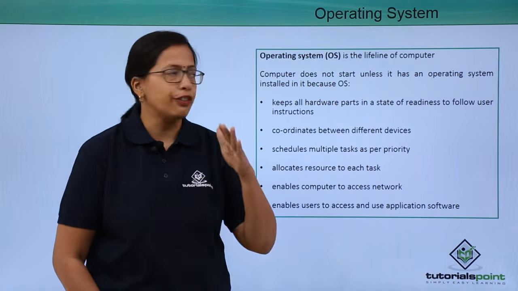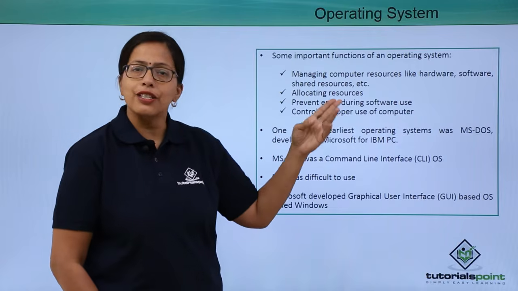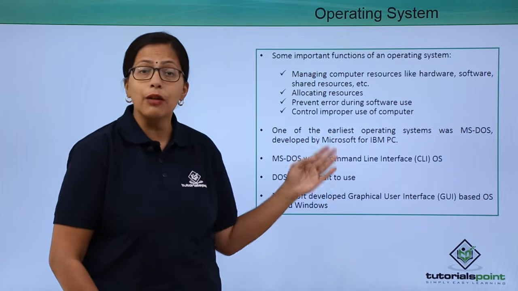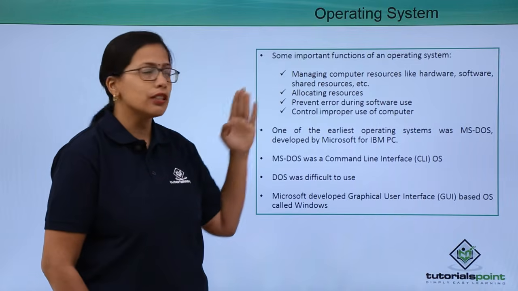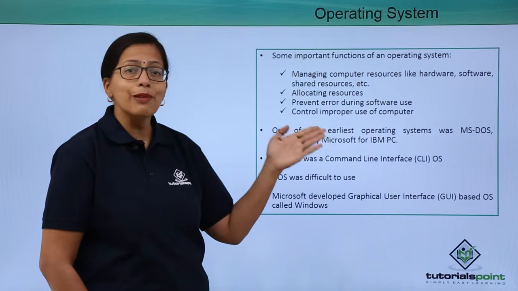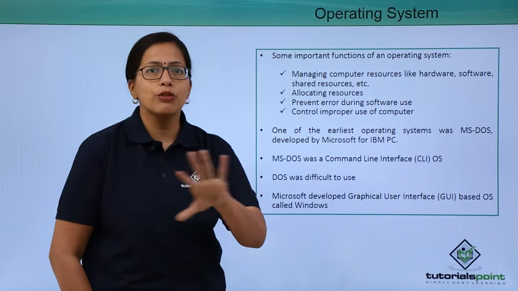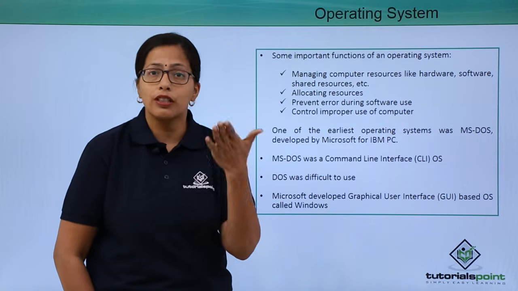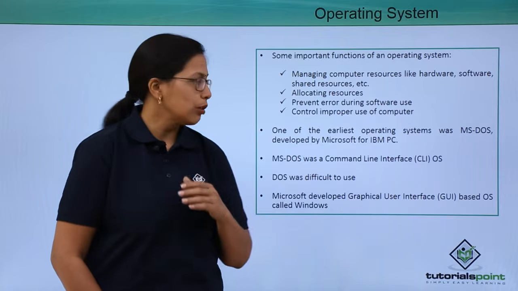OS is the interface. These are some of the important functions as we discussed just now. Just a recap because they are very important. Managing computer resources, allocating the resources, preventing errors during software use, controlling improper use of the computer. If some virus is attacking and it is using all the space, the OS will tell you that yes, you have a virus, so you need to do something about it.